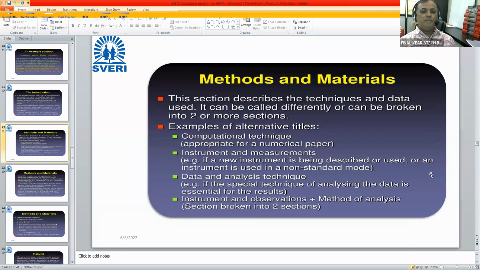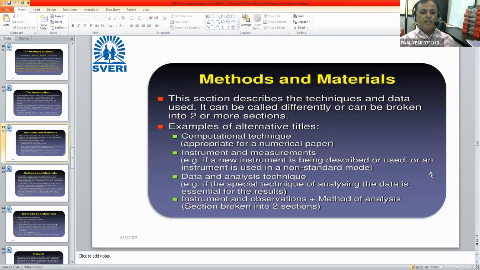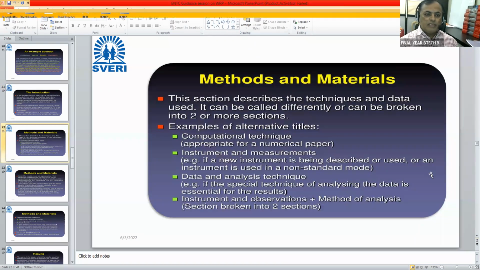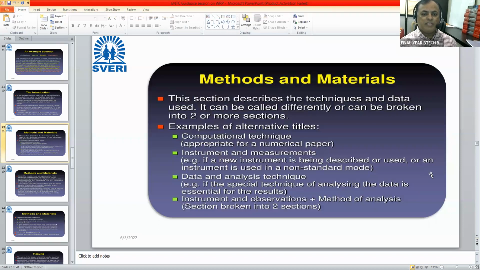Methods and material. It is called differently or can be broken into two or more sections. Computational technique, appropriate for numerical papers. Then instrument and measurements, if there is an instrument. Data and analysis techniques, if there is data. And instrument and observations plus methods of analysis. So this is the way the methods and material section can be divided.